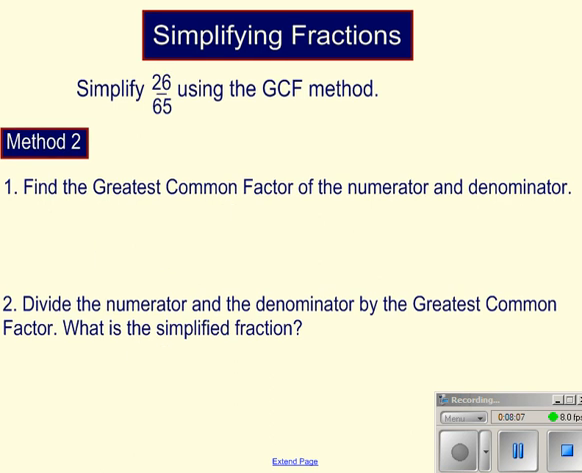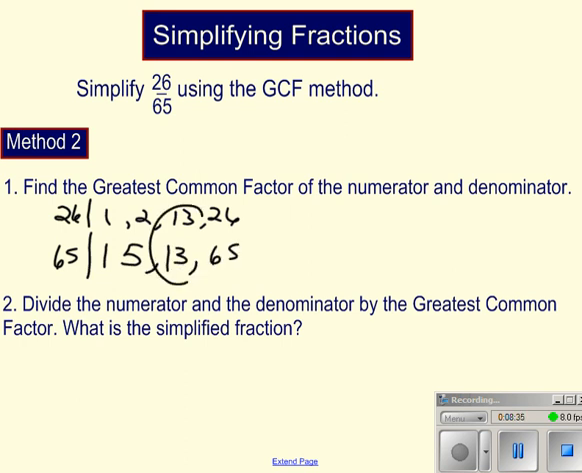All right? Go ahead and do this one on your paper. Okay, so we'd start by finding the factors of 26. I have 1, 2, 13, 26. For 65, 1, 5, 13, and 65. The greatest common factor is 13. Next, 26/65 divided by 13 divided by 13 would give me 2/5.